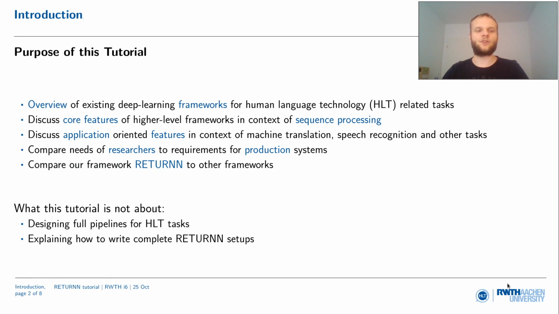The purpose of this tutorial is to give an overview of the existing deep learning frameworks for human language technology tasks. We want to discuss the core features of such frameworks in the context of sequence processing and discuss the application-oriented features in the context of different tasks such as machine translation or speech recognition. In general, we want to compare the needs of researchers to the requirements for production systems. All this will be done by using our internal framework Return as an example.